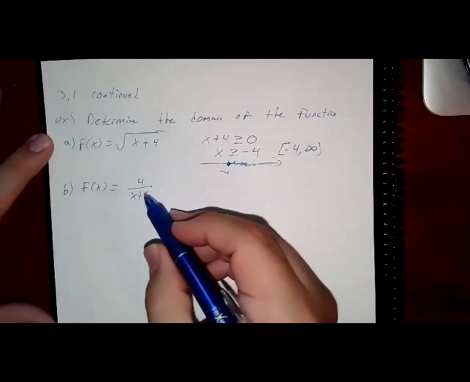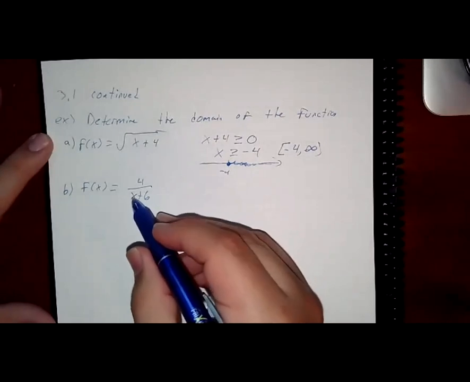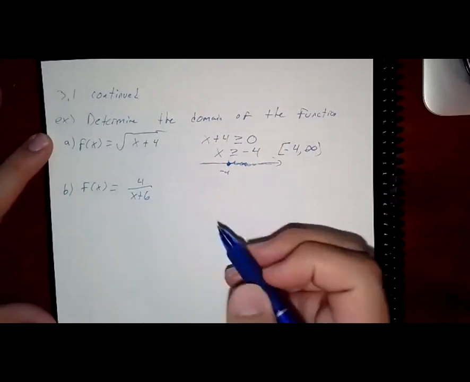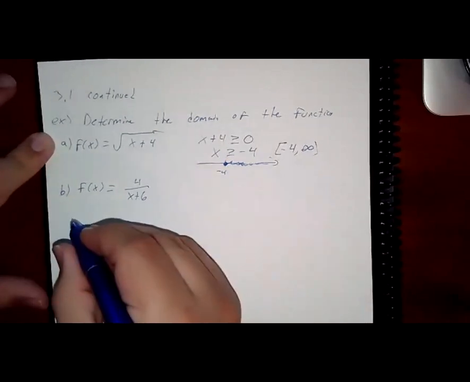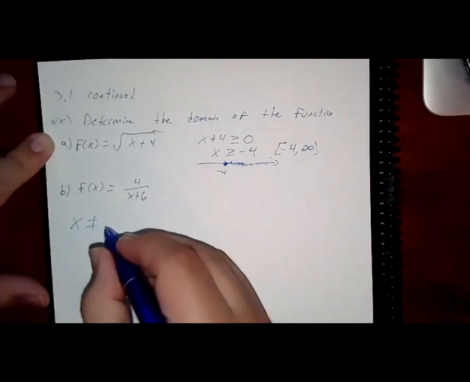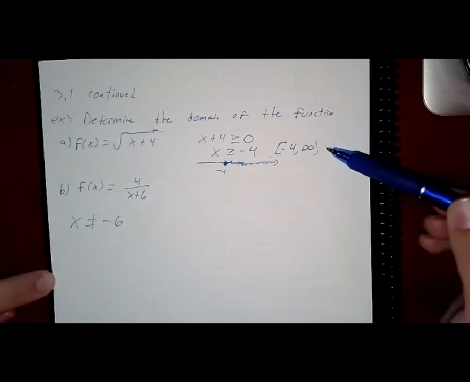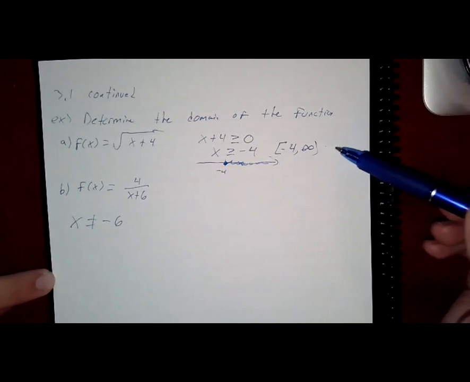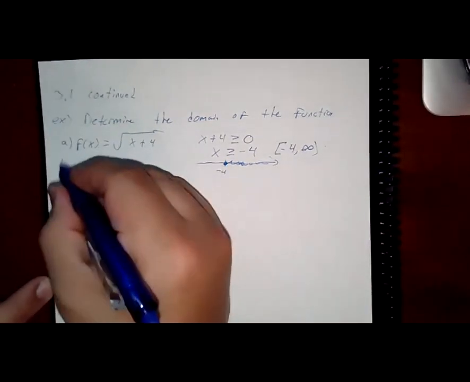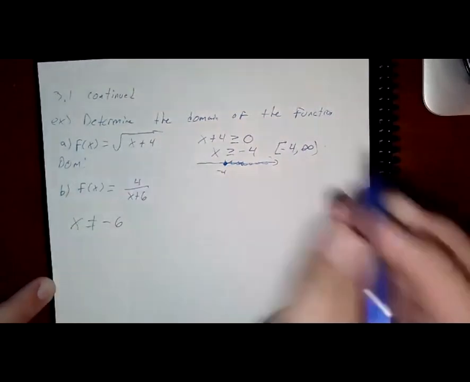So again, negative 6 at the bottom, division by 0. So right away you should see x cannot be negative 6. Anything else is fine. So I have to create your interval. That's right. This guy.